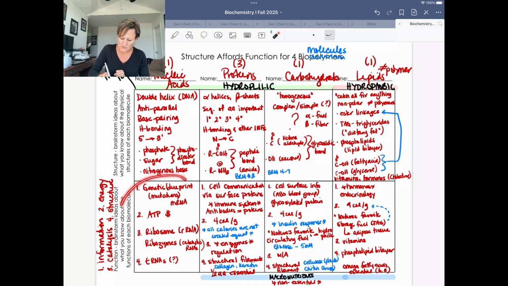And importantly, with all of our biological molecules, we will address four classes of functions that we might think about. We'll think about the ability to participate in information storage. We'll talk about the ability to store energy. We'll talk about the ability to perform catalysis. And importantly, we'll talk about whether or not these biological molecules have a structural function to them.